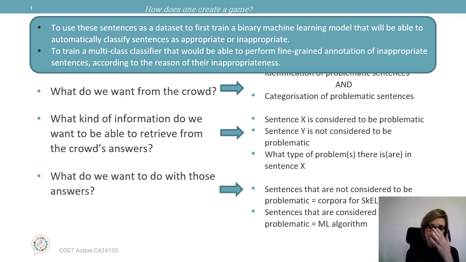Particularly in relation to this machine learning algorithm, we want to use the sentences as a data set to first train a binary machine learning model that will be able to automatically classify sentences as appropriate or inappropriate. And then we want to train a multi-class classifier that would be able to perform fine-grained annotation of inappropriate sentences according to the reason of their inappropriateness.